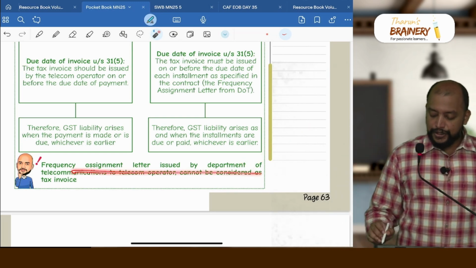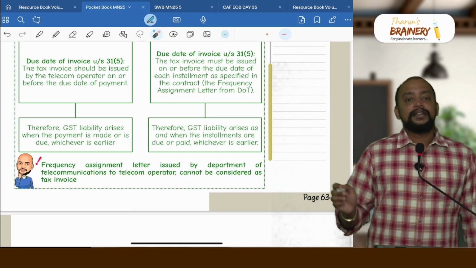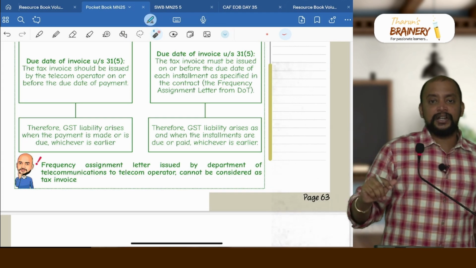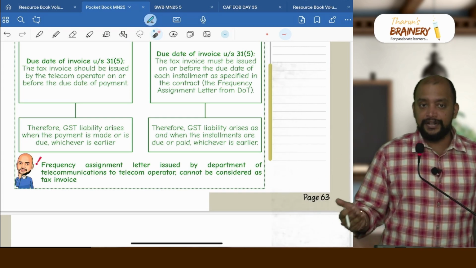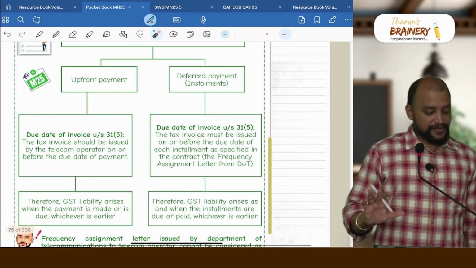The frequency assignment letter issued by the Department of Telecommunication cannot be considered as a tax invoice. That is just the details, like the installment due date, but a tax invoice they need to give separately for each and every installment. Then that is about these time of supply provisions.